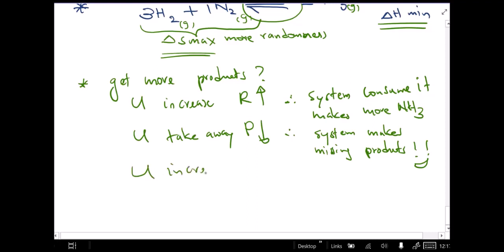Let's say you increase the pressure of this system, because it's one vessel, a closed system. If you increase the pressure, the system is trying to lower the pressure by moving towards fewer gas particles. So that means it should make more ammonia if we increase the pressure, because there are a lot of hydrogen particles and a lot of nitrogen particles.